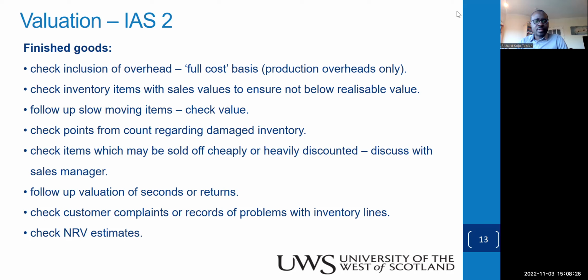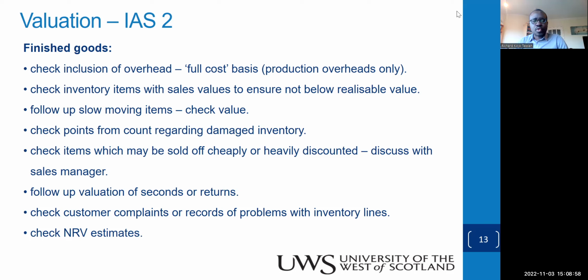Check inventory items with sales values to ensure that they are not below the net realizable value, where sales less the disposal cost would be factored in the analysis. And once again, slow-moving items, check and know their values. Check the points from counting regarding damaged inventory, get them out, make allowances for them, and charge it against your cost of sales as we would have known from previous studies.